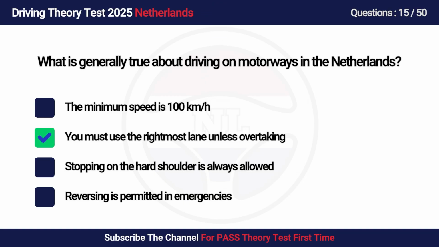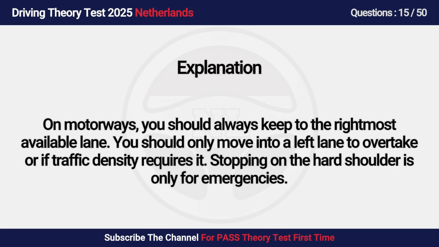Answer is B. You must use the rightmost lane unless overtaking. On motorways, you should always keep to the rightmost available lane. You should only move into a left lane to overtake, or if traffic density requires it. Stopping on the hard shoulder is only for.